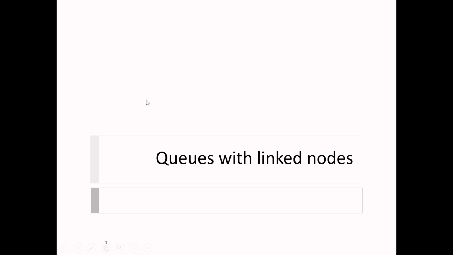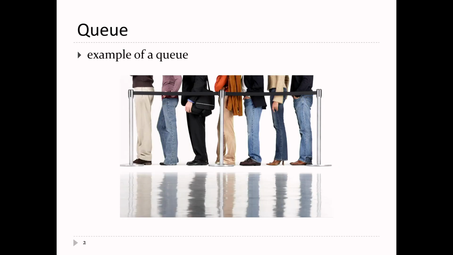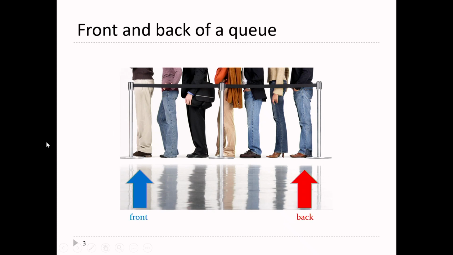Turns out it's actually a little easier to implement with linked nodes if you want to implement a queue. So that's an example of a queue. There's a front of the queue, there's a back of the queue. You get into the queue at the back, you come out of the queue at the front. So there's this notion of the front and the back of the queue. Notice the pointers to the front and back of the queue.